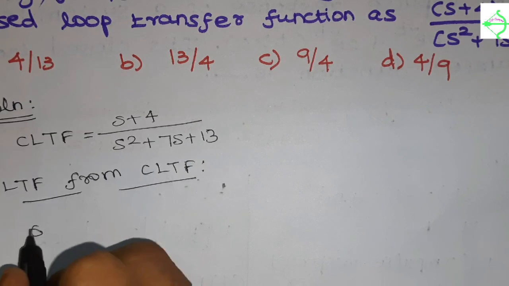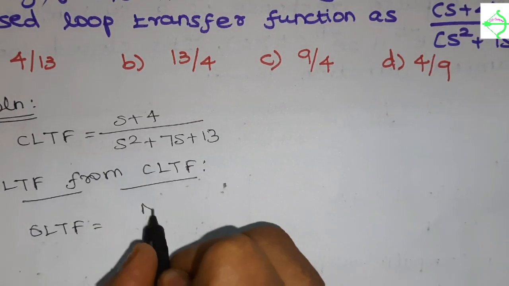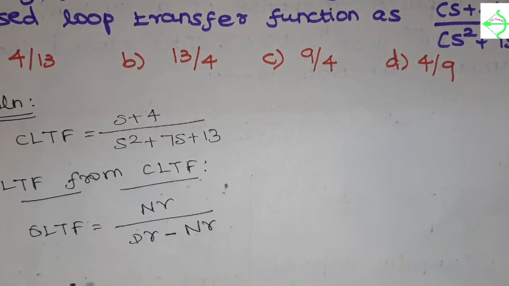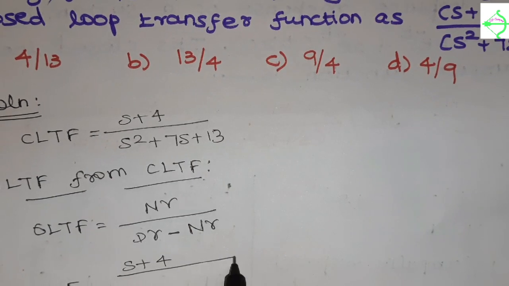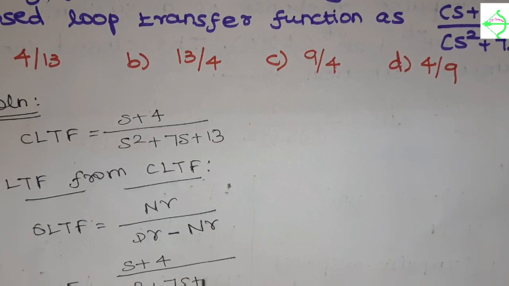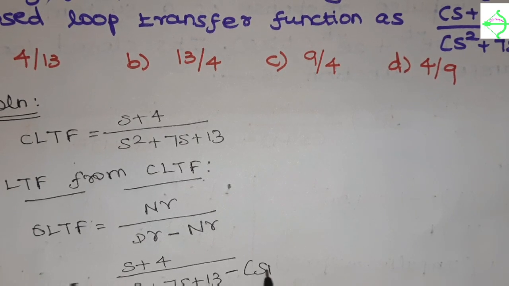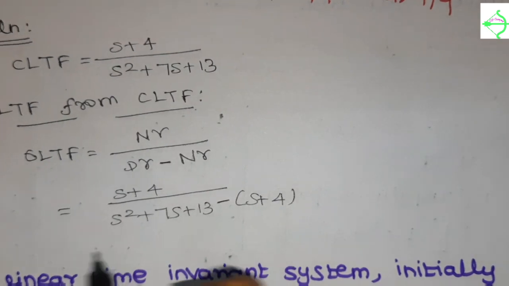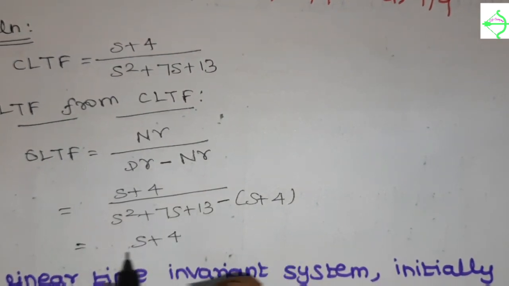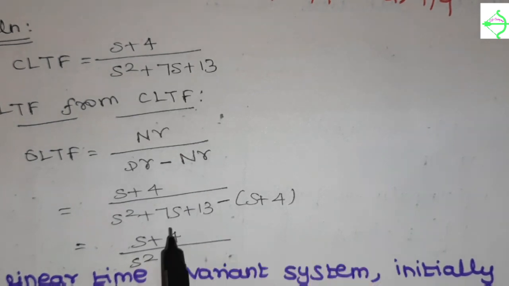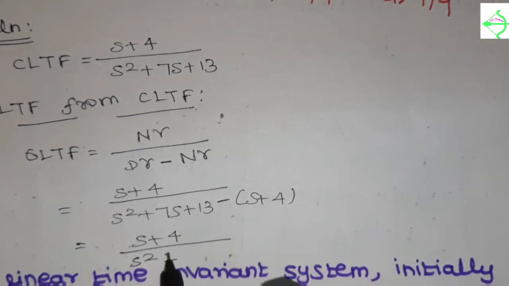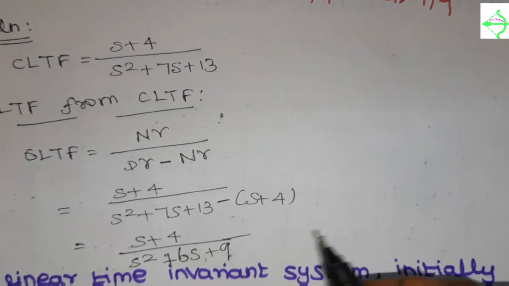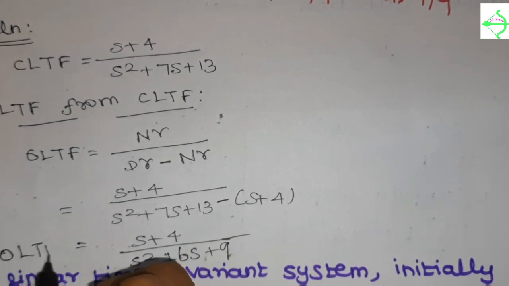Open loop transfer function is equal to numerator term divided by denominator term minus numerator term. Here, (s + 4) divided by (s squared + 7s + 13) minus (s + 4). So we get (s + 4) divided by s squared + 7s minus 6 minus s, which gives 6s... and 13 minus 4 will give 9. This is the open loop transfer function.